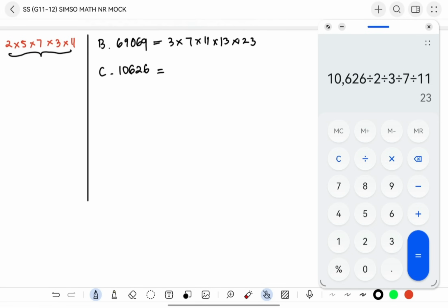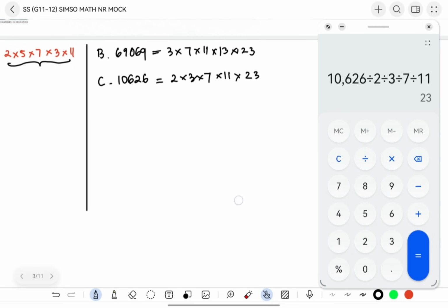Divide. Okay, so this is going to be 2 times 3 times 7 times 11 times 23. So this is also the penta prime, which is not the answer. So the answer would be D, no doubt. Or I can just prove it.